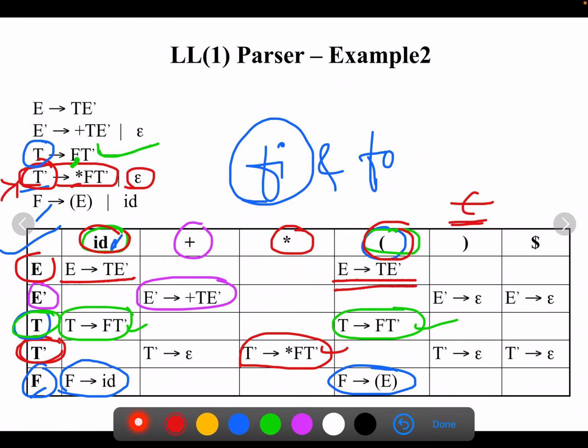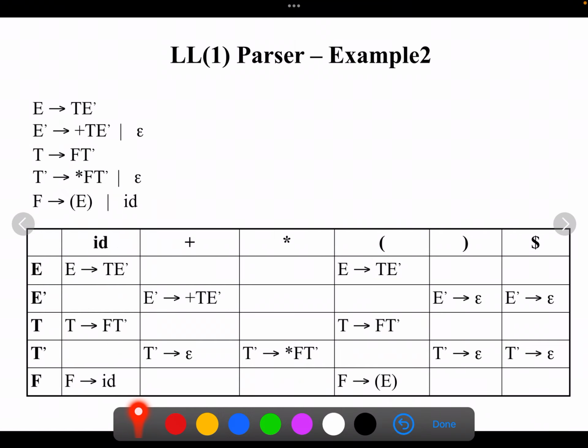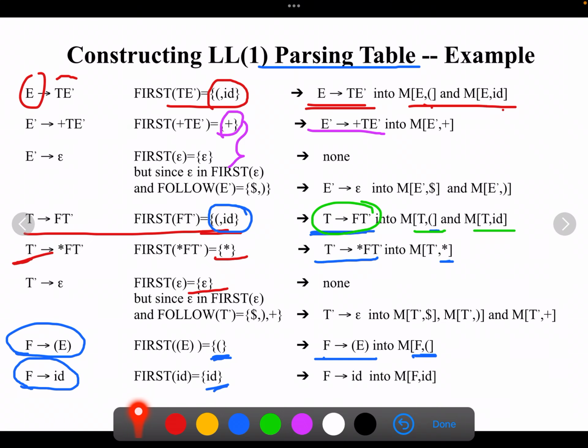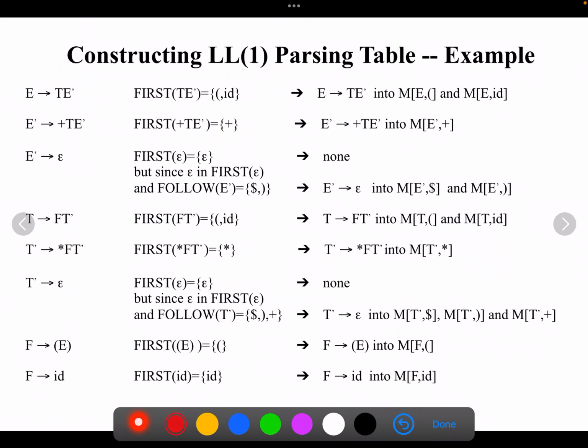So you have filled all this. After doing this, there are leftovers, something is left over here. What are those things? You can see epsilon productions. So where did we fill all this? We have filled for the first set, not for the follow set. So we will check that. Moving on to this, here which are giving me epsilon productions, we'll consider that.